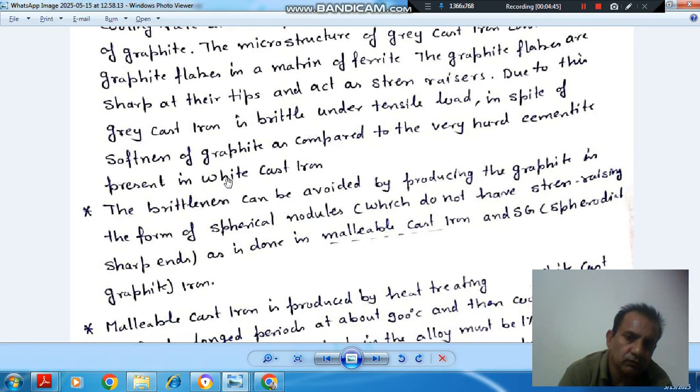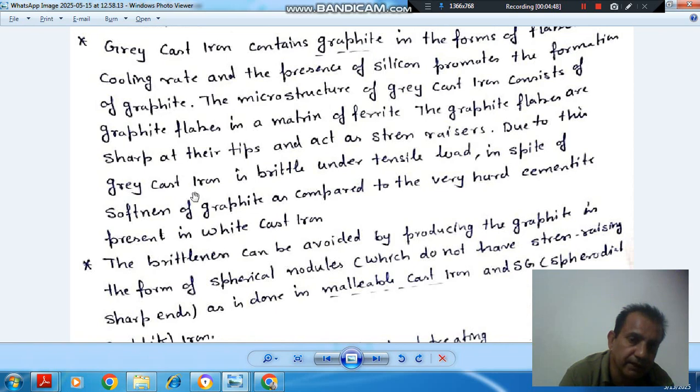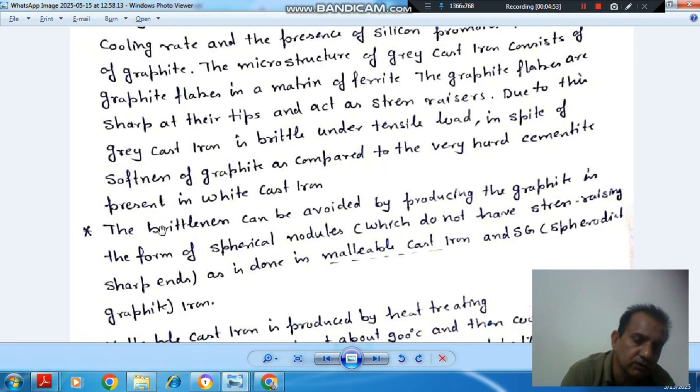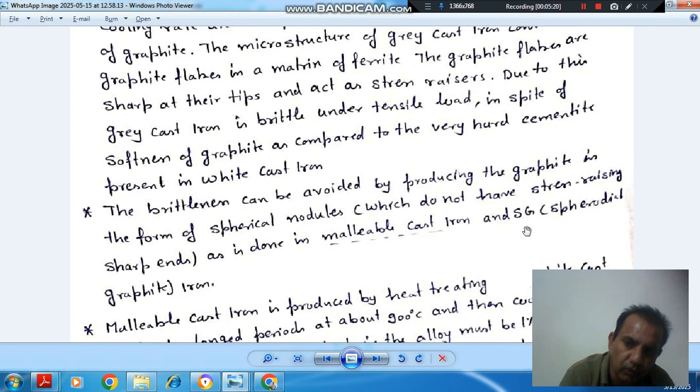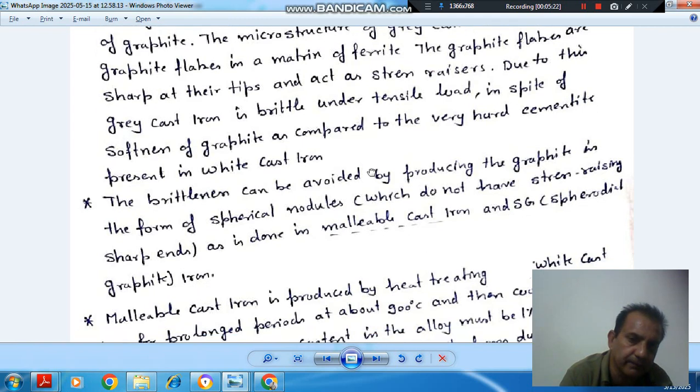So grey cast iron is brittle because of graphite flakes. This brittleness can be avoided by producing graphite in the form of spherical nodules. If flakes are not there, then nodules will be there, and this will reduce brittleness, because nodules do not have stress raising character. This is done in malleable cast iron and spheroidal graphite iron or SGI.